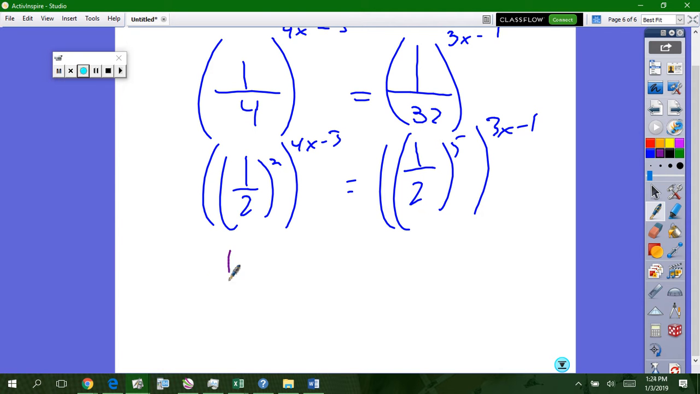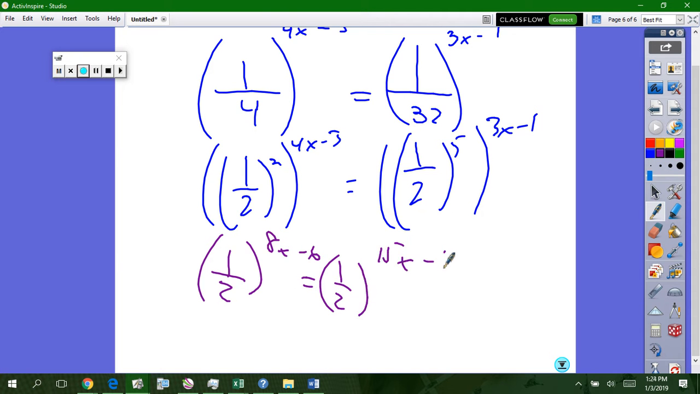Okay, so now this side is 1/2 to the 8x minus 6 equals 1/2 to the 5 times 3x minus 1. When the bases are the same, when you set the exponents equal, that's when I can solve. So therefore, 8x minus 6 equals 15x minus 5. I'm going to subtract and add. Negative 1 is 7x, so x is negative 1/7, but it's not pretty because I made that one up.